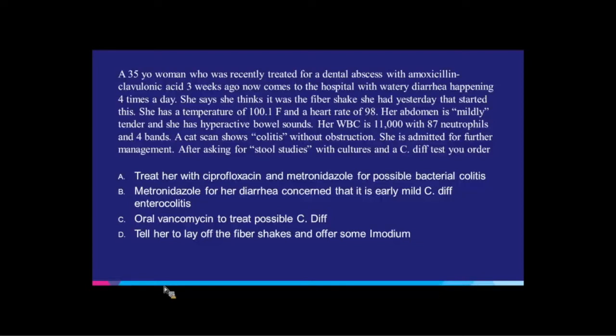After asking for stool studies with cultures and C. diff test, you order A. You decide to treat her with ciprofloxacin and metronidazole for possible bacterial colitis, because you're still not sure what it is. B, metronidazole for a diarrhea that concerned that this is early mild C. diff enterocolitis. C, oral vancomycin to treat for possible C. diff. Or D, tell her to lay off the fiber shakes and offer some Imodium.